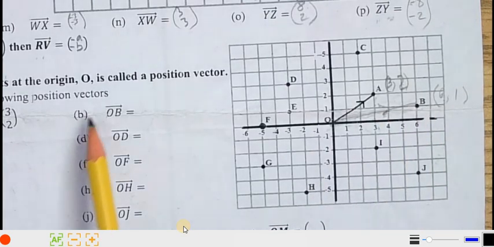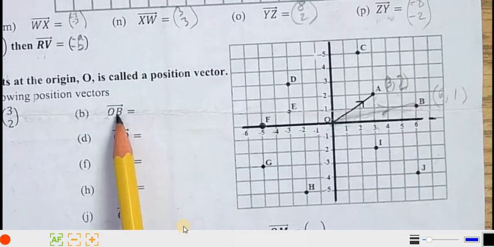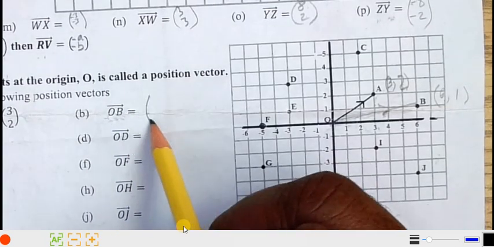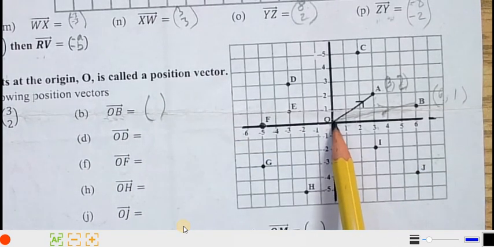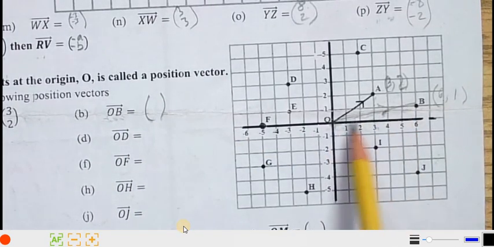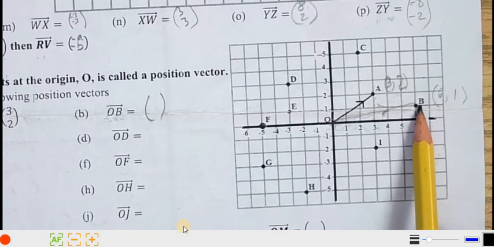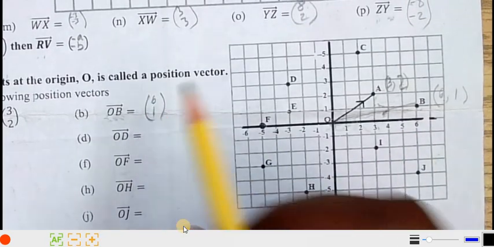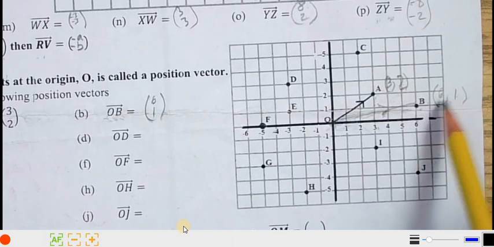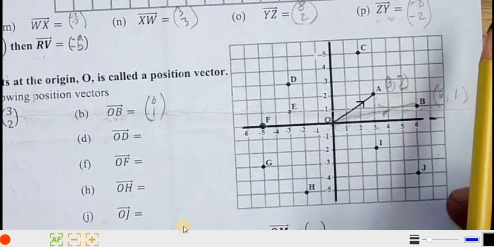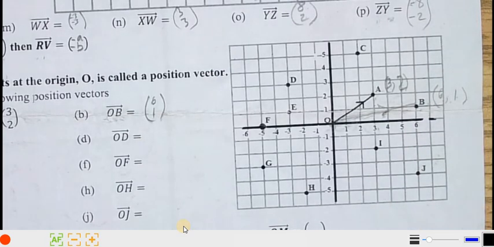Alright, so I'm going to draw a straight line from the origin to B. Now that creates a vector. So going from O to B, what are the components of vector OB? 6, 1. 6 to the right and 1 up, isn't it? So 6, 1. Do you realize they're the same again? Same numbers? So if we know the coordinates of the endpoint of a position vector, we can just put them in a column matrix.